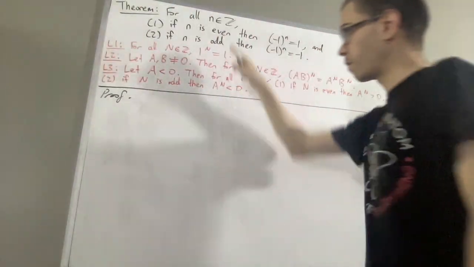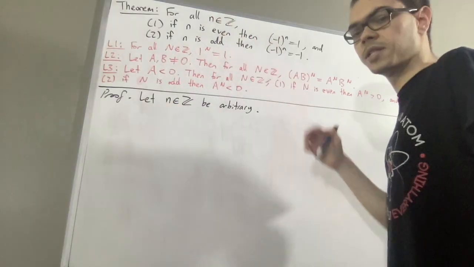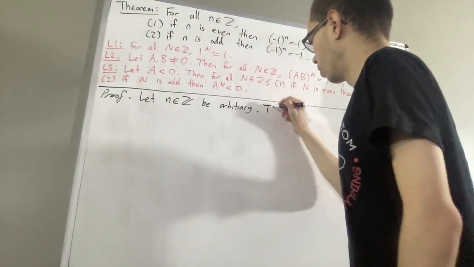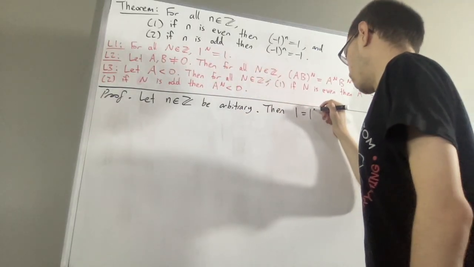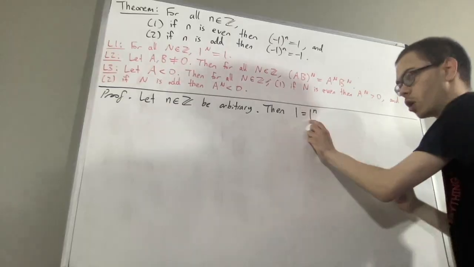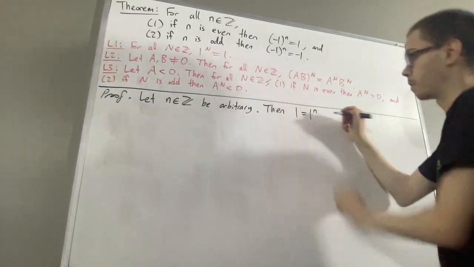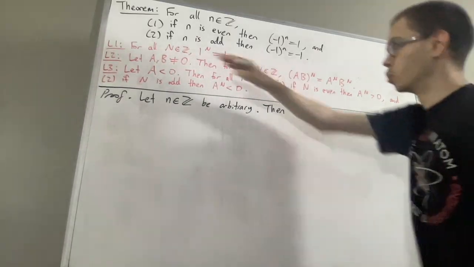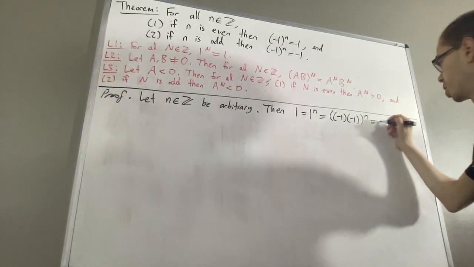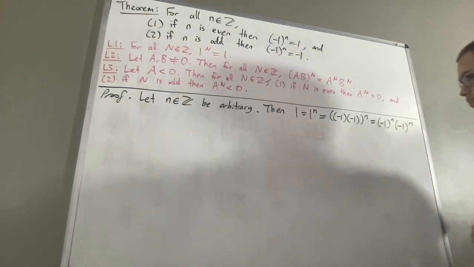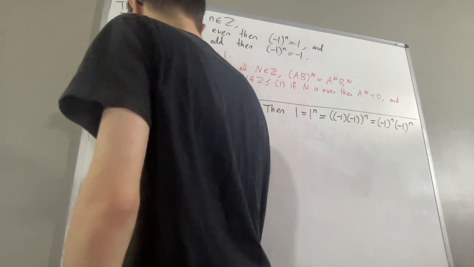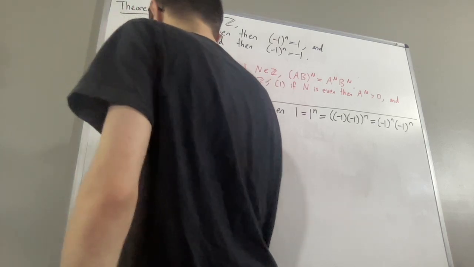To start out the proof, let's give ourselves an arbitrary integer n. And something that we could do is the following. We know 1^n is equal to 1. So we have this, but let's re-express the 1 as -1 times -1. Well then, according to our second result, this is just (-1)^n times (-1)^n. Or you can think of it as ((-1)^n)^2.